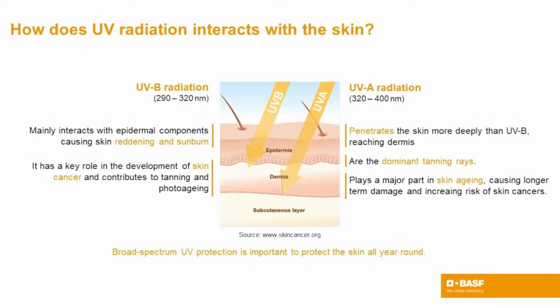So why should we use sunscreen? Sun rays are potentially harmful to human skin, and UVB rays, which are part of the sun rays, can cause skin cancer and sunburn, whereas UVA rays are responsible for photoaging and can also cause or are a reason for malignant melanoma. Therefore, it is important to protect the skin against UV rays.